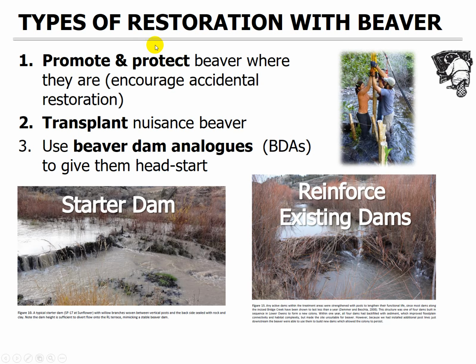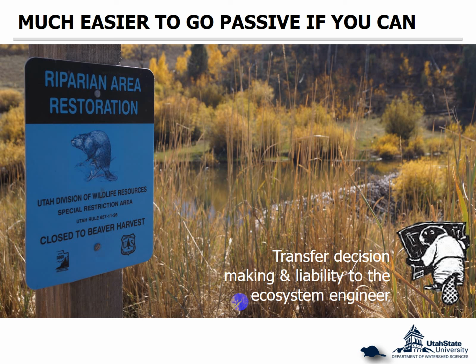So the types of restoration people do with beaver range from just conservation, areas where they are, try to promote and protect, to transplanting nuisance beaver from areas where they're causing problems to areas where you want them to do good, and then using beaver dam analogs to give either beaver already in an area or beaver you transplant a head start. And so there's a lot of different techniques in using these things. By far, the quicker that you can get towards passive options of letting them make the decisions, them do the maintenance if you've built structures, for example, and transferring that liability to that ecosystem engineer makes a lot of sense.